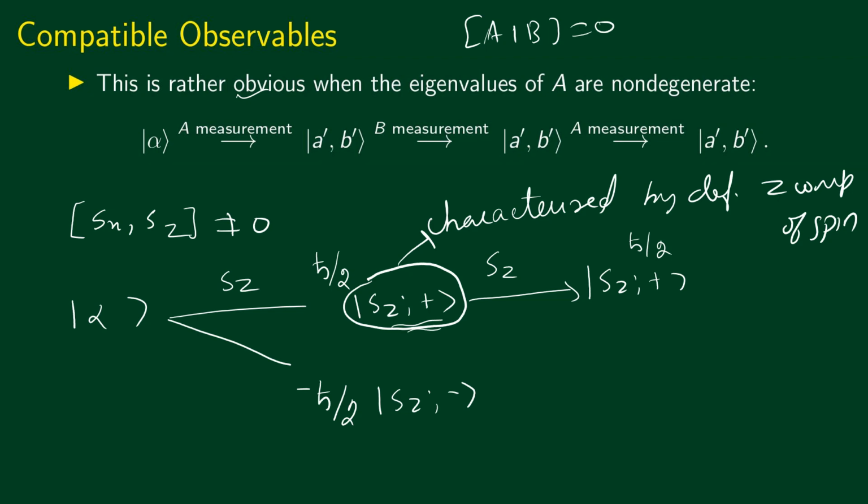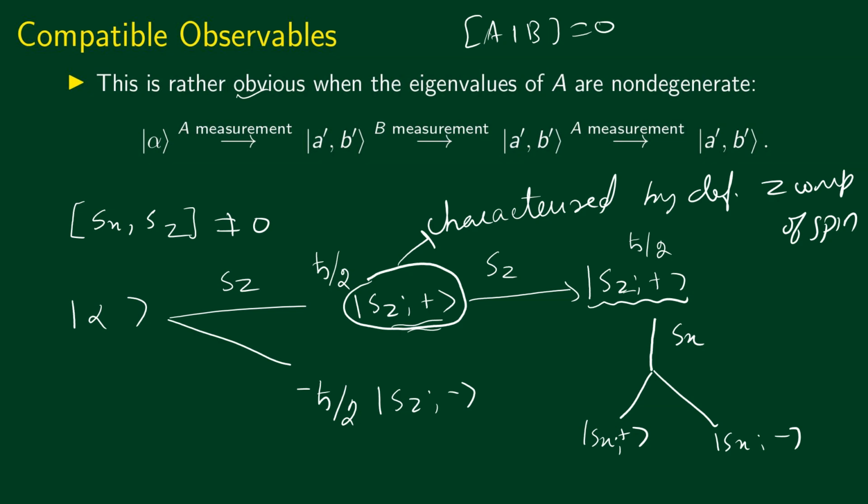Now as long as I don't make any other measurements, as long as I keep measuring Sz, I'm always going to get h bar by 2. Now, for some reason, if I choose to measure Sx on it, the x component of spin of the atoms characterized by this state, from the Stern-Gerlach experiment we saw that there are two possibilities. You could either get Sx plus or you could get Sx minus. Suppose I get Sx plus.